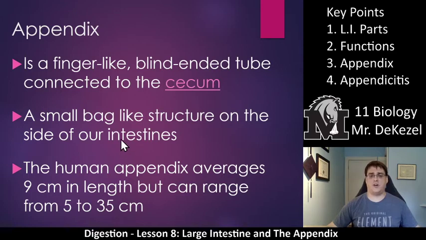Some of them are really long, some of them are short. The human appendix averages 9 centimeters in length. So that's about 3.5 inches, but it can range from 5 centimeters to 35 centimeters, which is very, very long. 35 centimeters is over a foot long, so it can range.